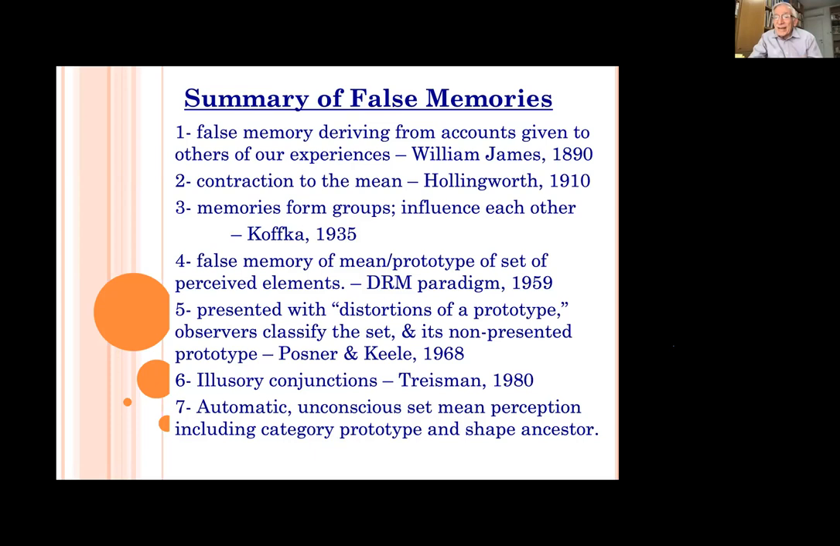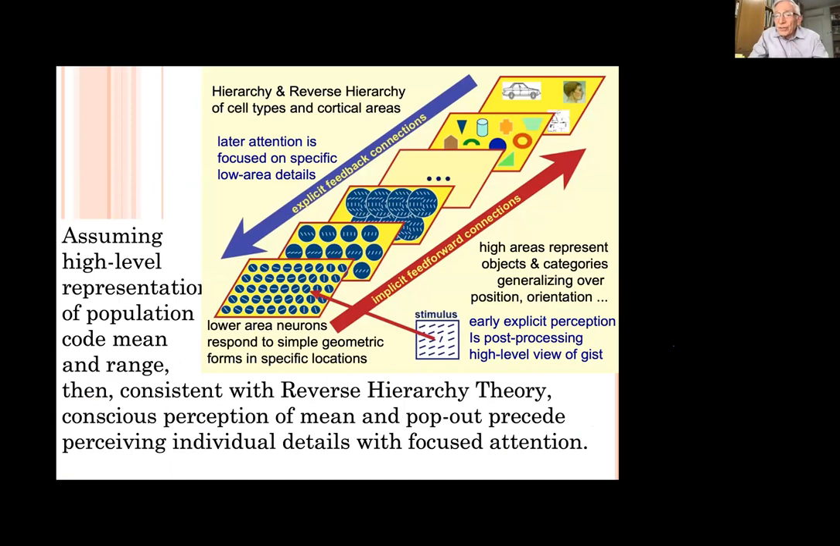And I always have to return to reverse hierarchy. So assuming that high level representation of population code, mean and range is high level, then it's consistent with reverse hierarchy. We should first know the mean and range and only afterwards know the specific.